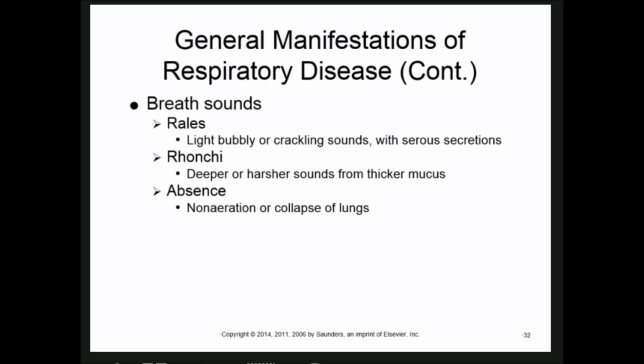Rales, bronchi, and absence. Sometimes when you listen with the stethoscope, you don't hear any sound. This means this area does not receive any air. There is a problem with this area, completely closed. Bronchi is a harsh, deeper sound. Rales is like a bubbling sound. You know when you press bubbles and they give you that crackle sound, this is called rales, which means something like bubbles in fluid.